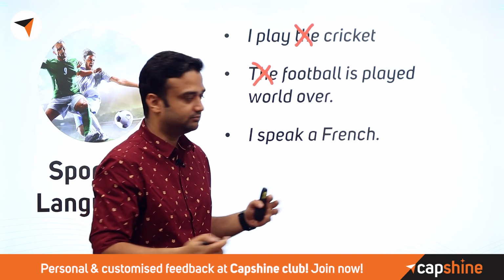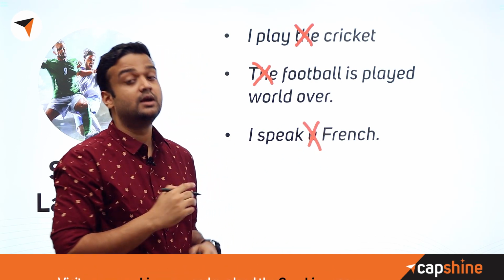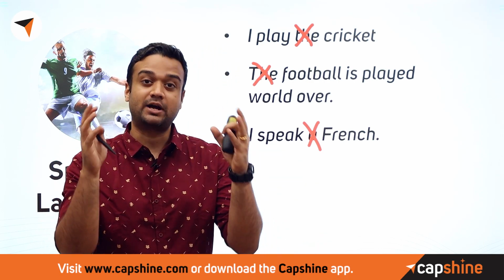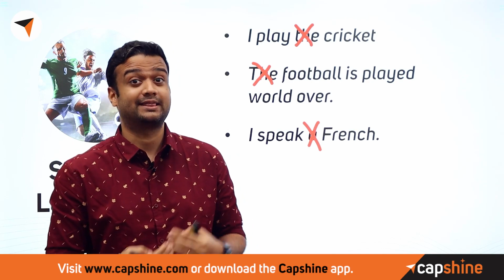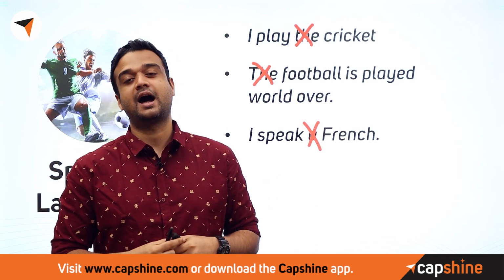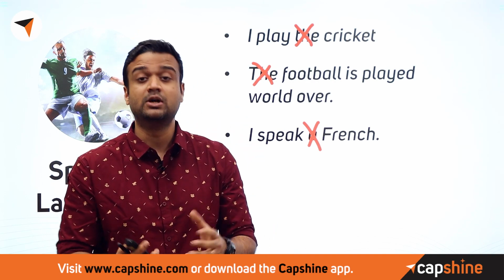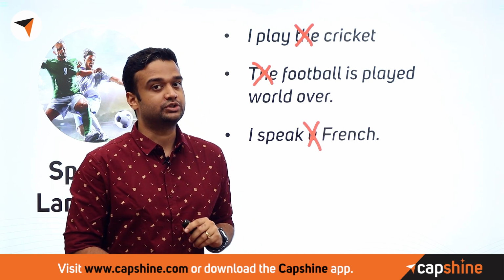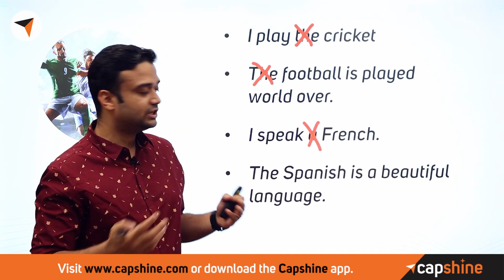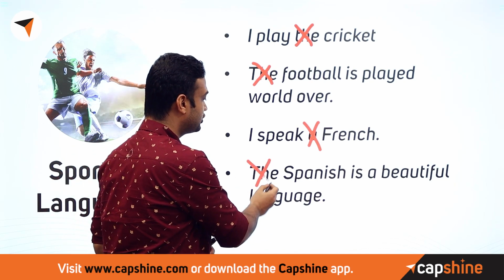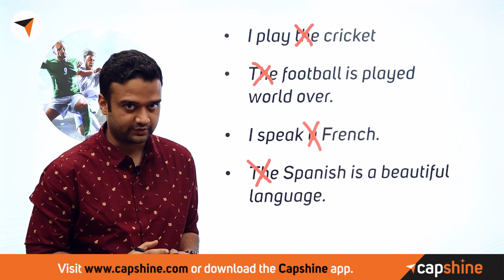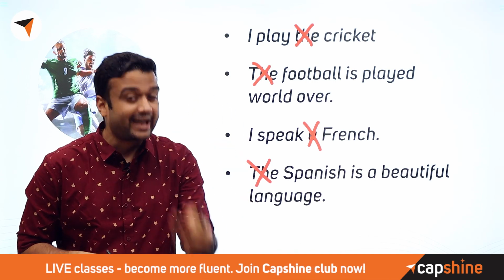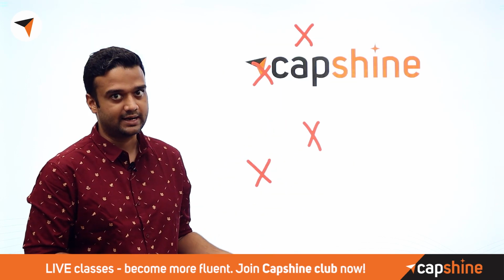I speak a French. Well, no, you don't. You speak French. But you could meet the French, right? If there are a bunch of people who are from France, then you could say, I met the French people, or I met the French. Essentially, that talks about a group of people or the culture that the people come from. But when you're talking about the language itself, you cannot use the in front of it. And of course, the Spanish is a beautiful language. Again, I'm talking about the name of a language. I cannot use the in front of it, right? Therefore, these are some exceptions of where you cannot use articles even though there are nouns here.